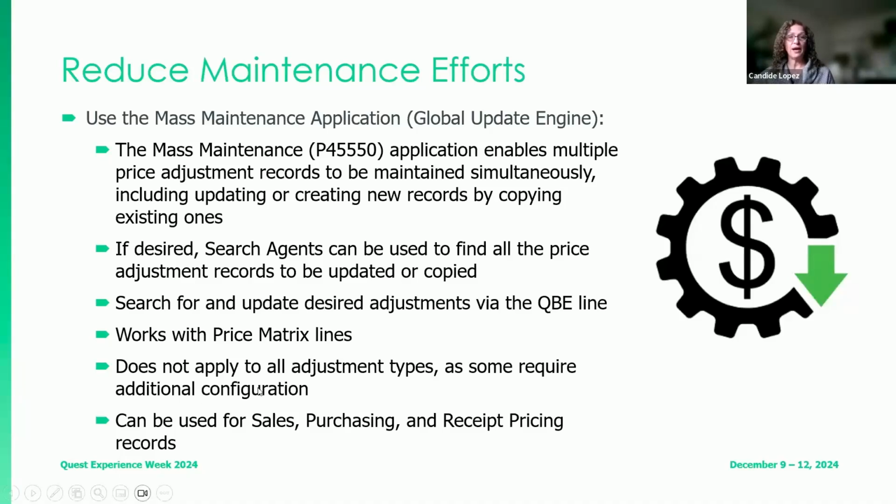It again does not apply to all adjustment types, as some require some additional configuration. For example, formulas or variable tables. It's not going to go in and adjust a formula or a variable table. It adjusts the pricing rule. So anything that requires any additional configuration, a rounding rule is another example, it's not going to apply to those types of adjustments. And it can be used for sales, purchasing, and even receipt pricing records.